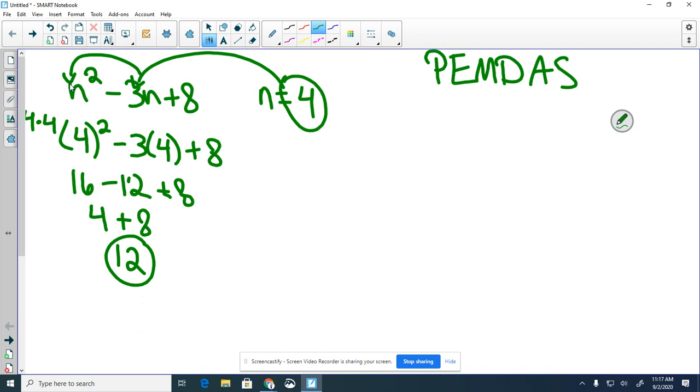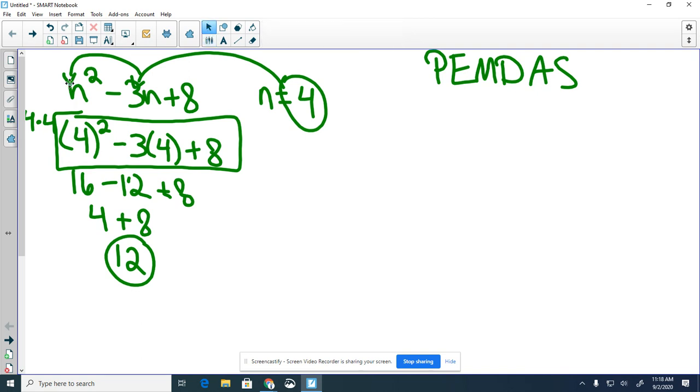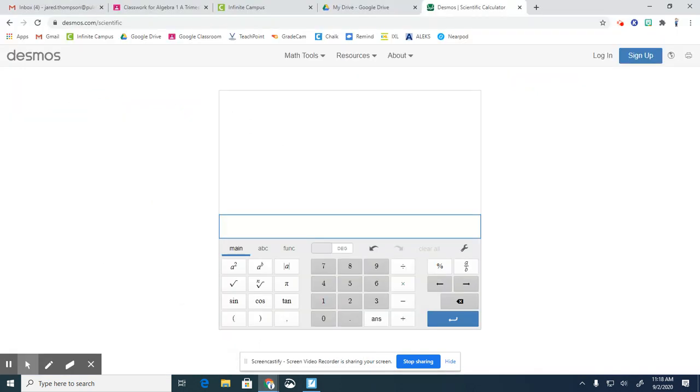Now, I did not require you to do all this by hand. I mean, you could have done it all by hand like I've done. But if you really wanted to speed things up, once I got to this step, I would find me a calculator. So I'm going to go to this Desmos Scientific Calculator. You can Google that. And I'm going to type in that expression I had there.